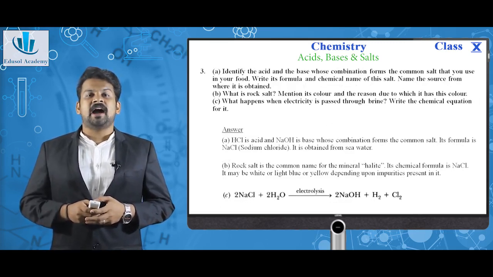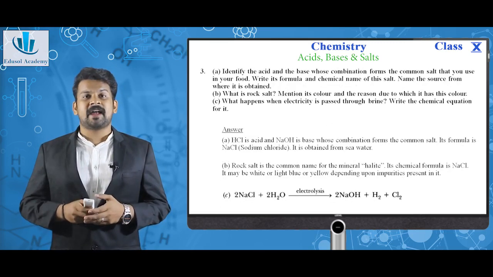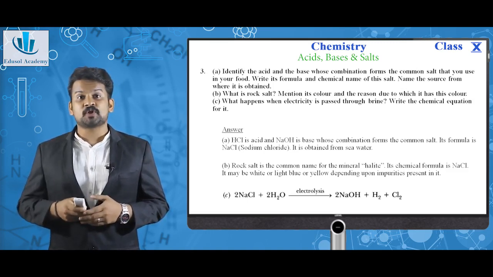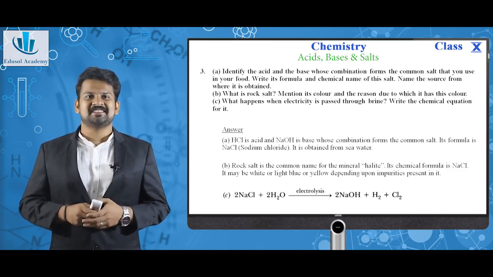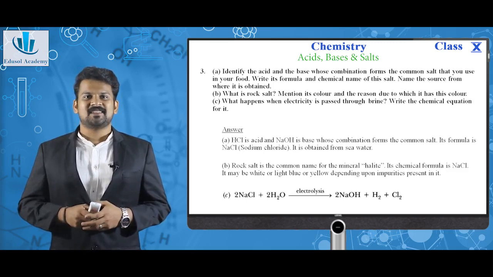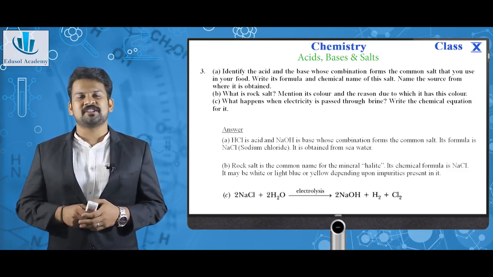Next question, identify the acid and the base whose combination forms the common salt that you use in your food. Write the formula and chemical name of the salt. Name the source from which it is obtained. What is rock salt? Mention its color and the reason due to which it has this color. What happens when electricity is passed through brine? Write the chemical equation for it.